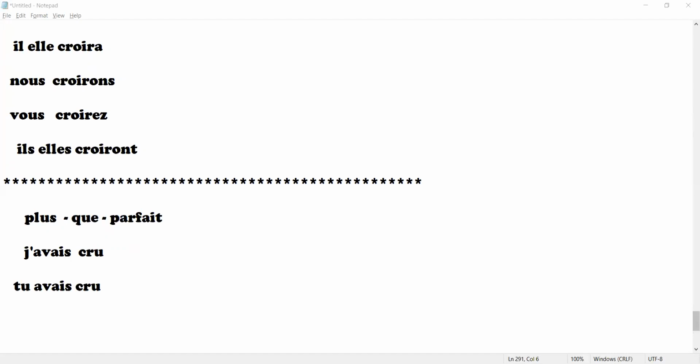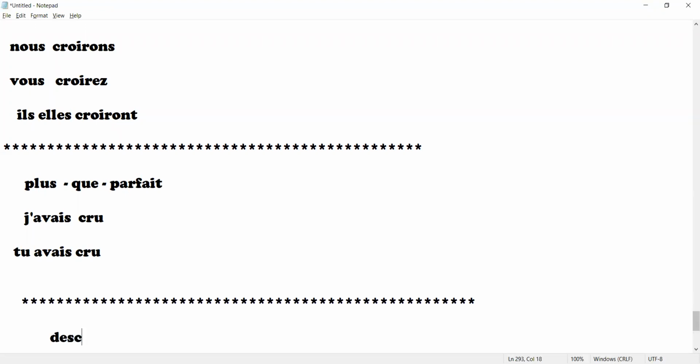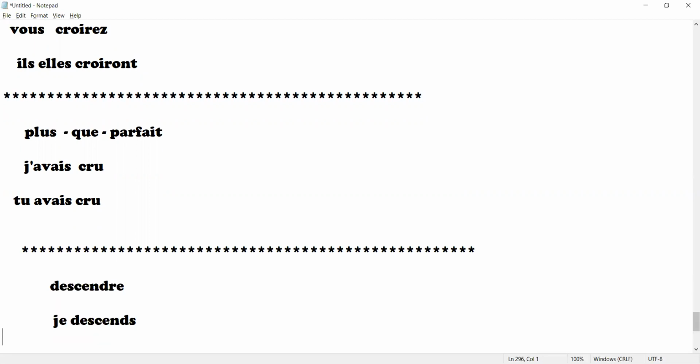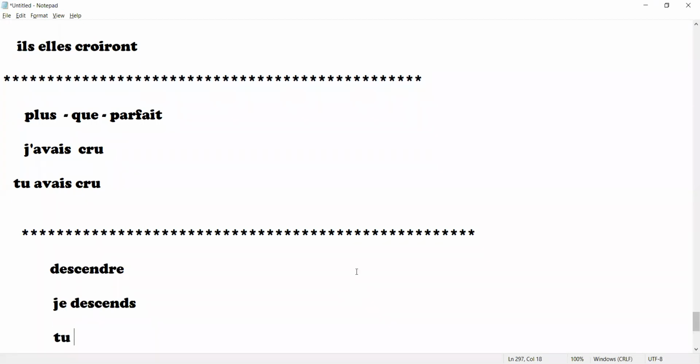Okay, for example, you have the verb descendre. Repeat after me. Descendre. Go down. Yes, descendre is my verb to get down. C'est clair. Now you come to know and you can make it in your own way. Concept clear? Grammar clear? Yes. Okay. So what will I say? Je descends. Je descends. C'est clair. Tu descends. Yes. Tu descends. Il, elle descend.